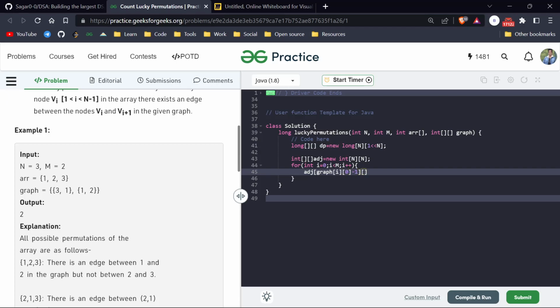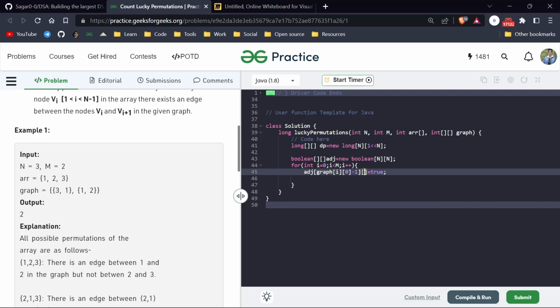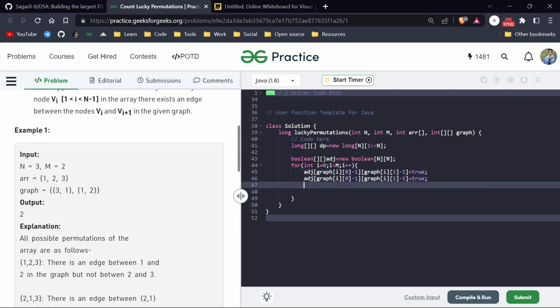So the adjacency list will contain, we can either create it as boolean, or we can just make it integer. I will just make it a boolean, because there are only two values we can have. Either there is an edge between this i to this j, or there is not. So we will just say there is an edge, so it will be true. And graph of i 1 minus 1, and we have to just repeat the same thing. Here it will be 1, and here it will be 0.